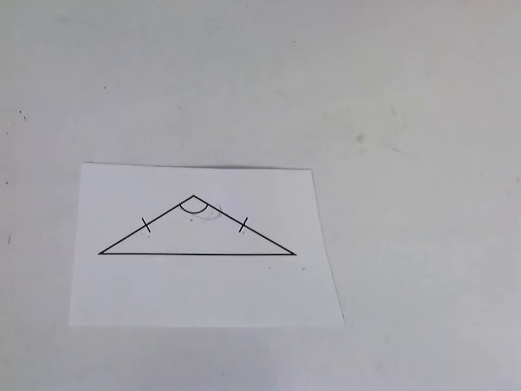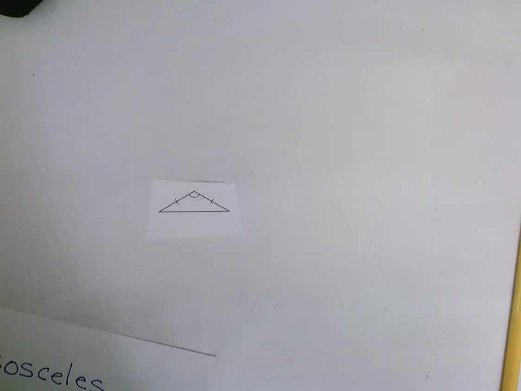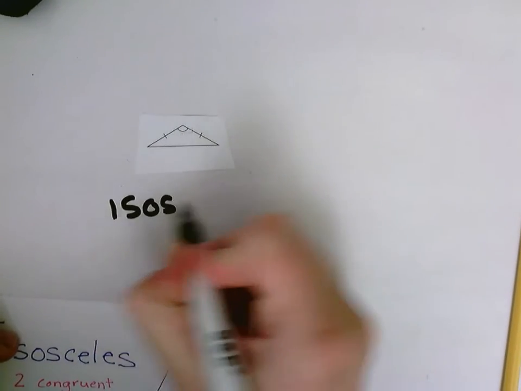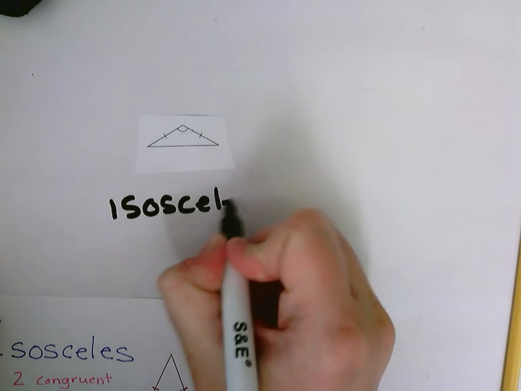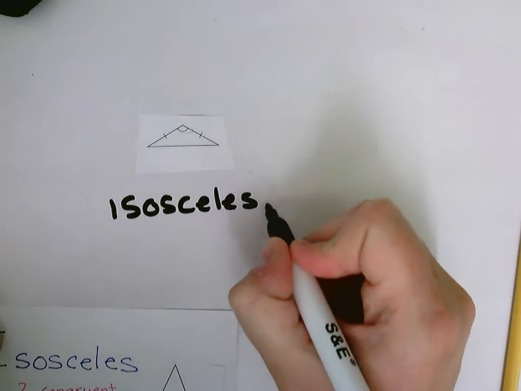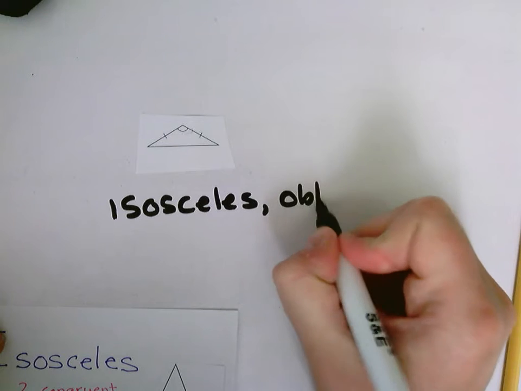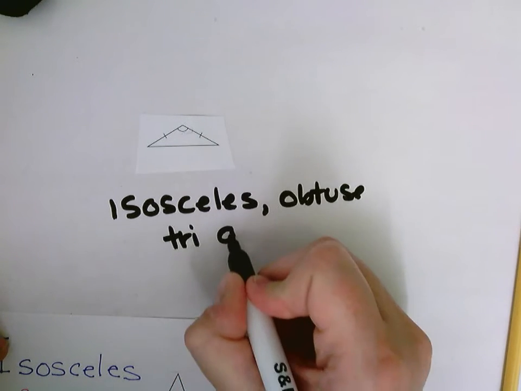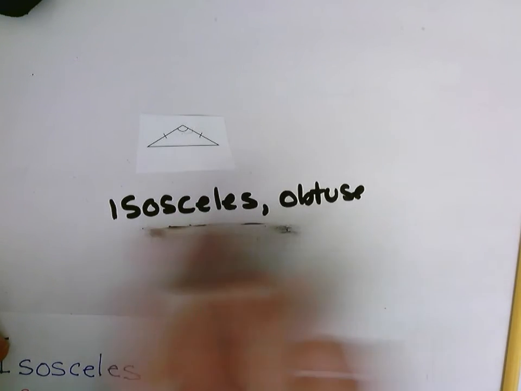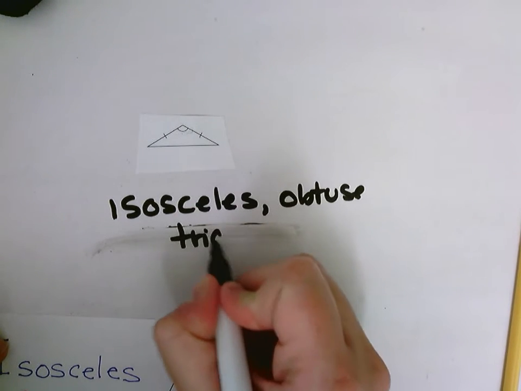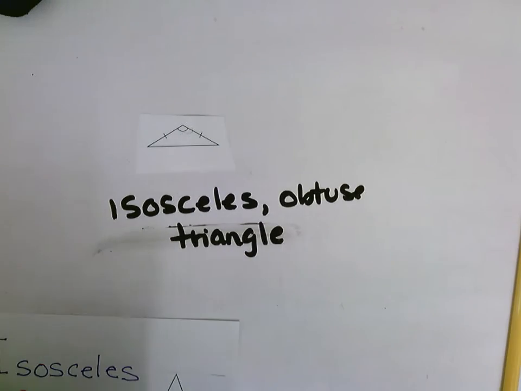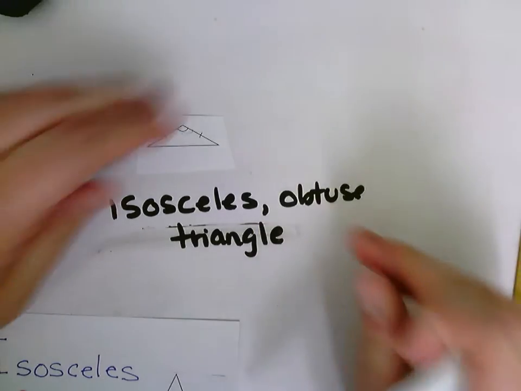So I would say that this triangle is an isosceles obtuse angle triangle. Isosceles obtuse triangle. So this triangle is an isosceles obtuse triangle. All right, let's try another one.